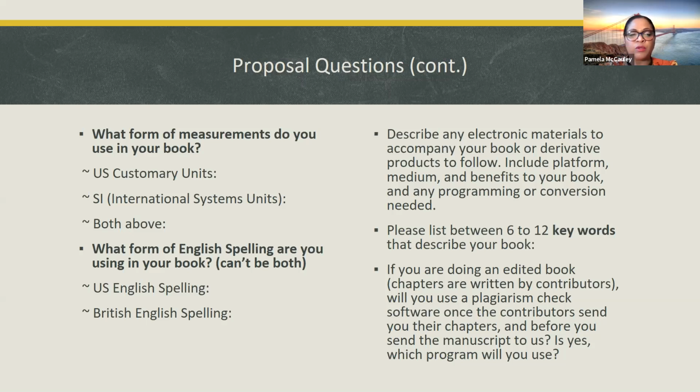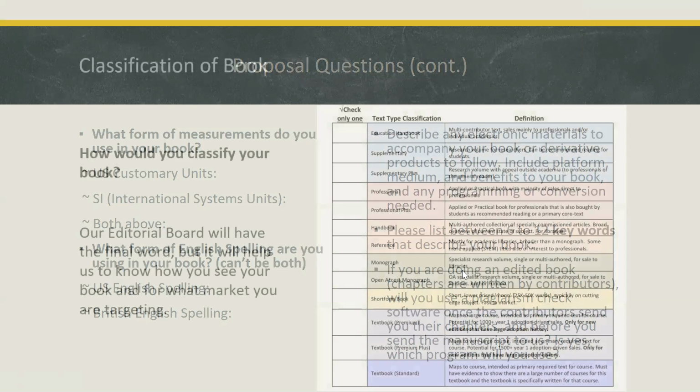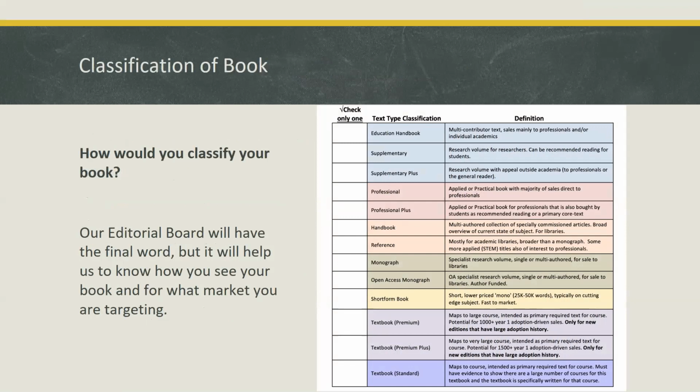Now, if you're doing an edited book, which is a book where you have multiple chapters written by different contributors, you will have to use plagiarism check software once the contributors submit their chapters, to make sure that everything is good. The program that you want to use, I think I use Turnitin. I'm not sure what other programs folks are using, but you will need to make sure you use plagiarism software to evaluate those chapters. And Cindy and Aaron, feel free to jump in anytime. Will do.